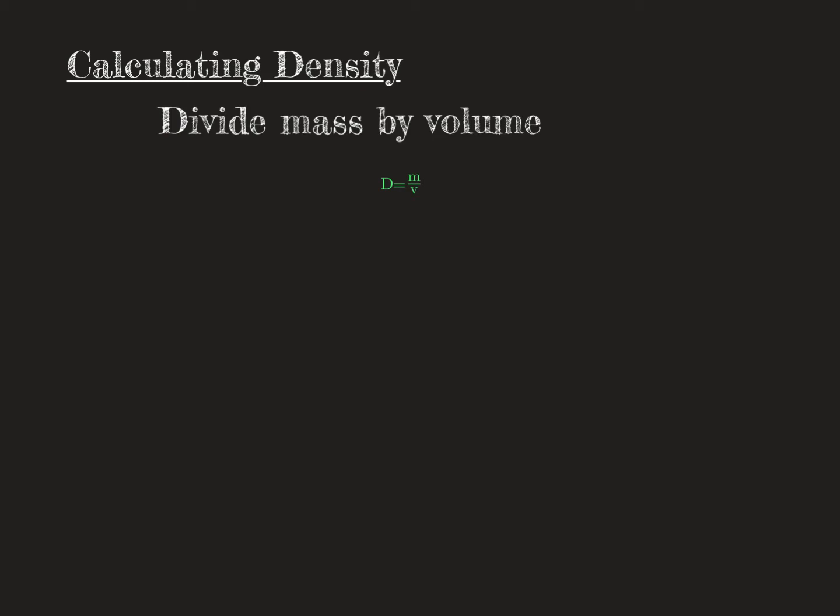One of the easiest tricks for this is to put this in a triangle form. And in a triangle form, it would look like this. And we put the D over here. We put the V over here and the M on top. And what you do is you cover up the variable that you're looking for.